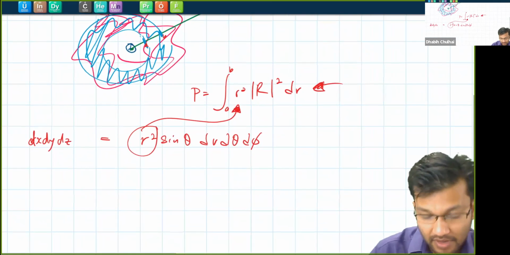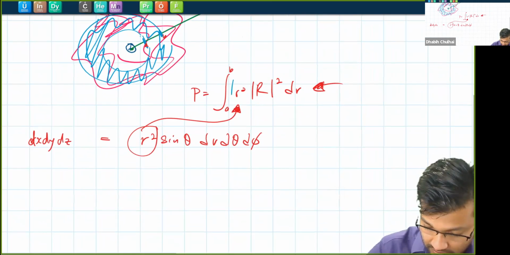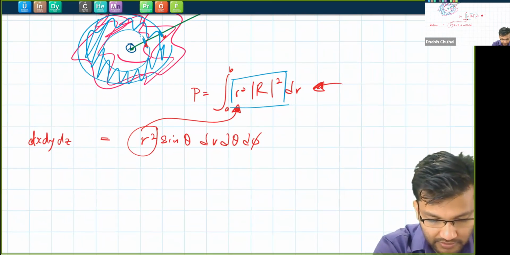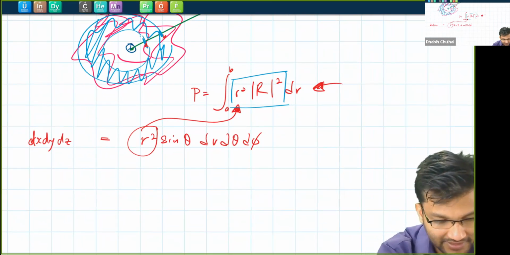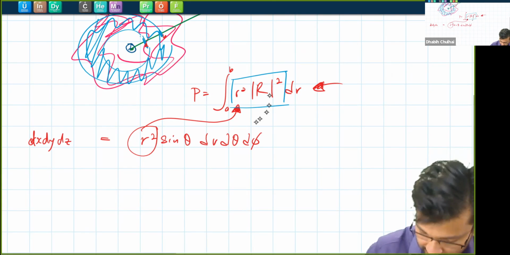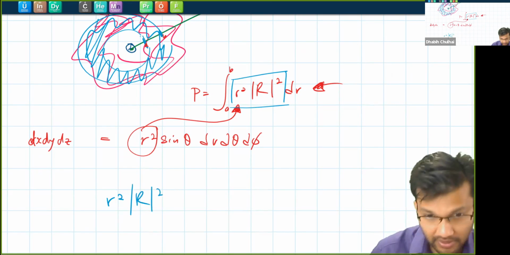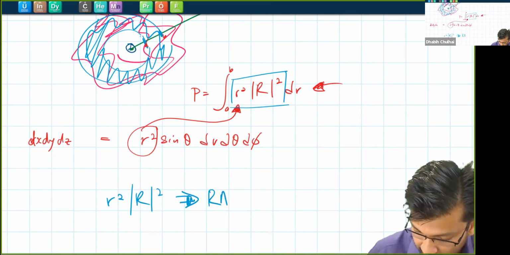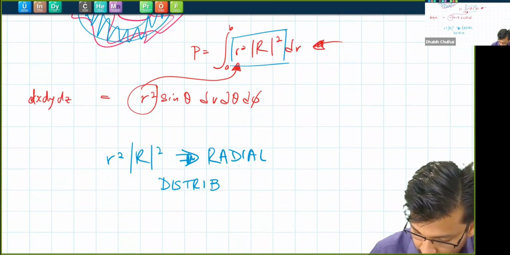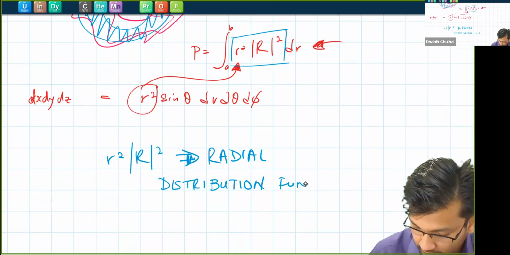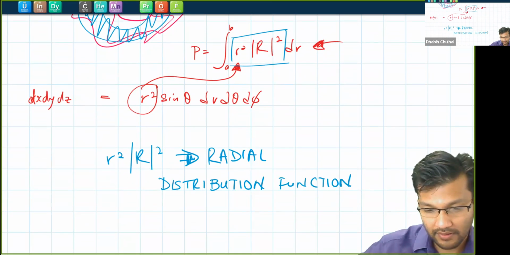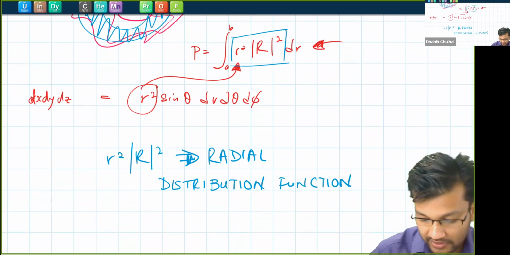So if we want to figure out the probability, then we just plot this function. Some people call this the radial distribution function, but let me just make sure that that is in fact what they call it. Yeah, so we call this r squared times the radial part squared the radial distribution function. So if you really want to get a sense of what the electron's doing, you just plot that.